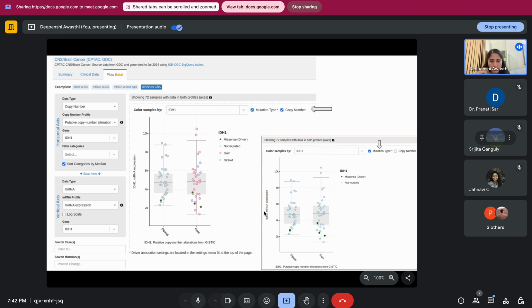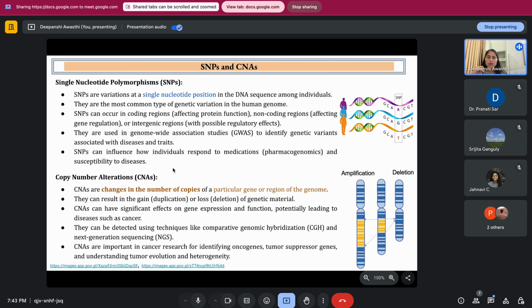And then it is the mRNA expression against the copy number alterations. If you see, missense is present near the 4k, below 4k only, which means that mRNA expression is less than 4k when this mutation is involved. Yeah, so these plots will be shown to you from this plots section. So ultimately you can do multiple things with cBioPortal. I won't go into detail.